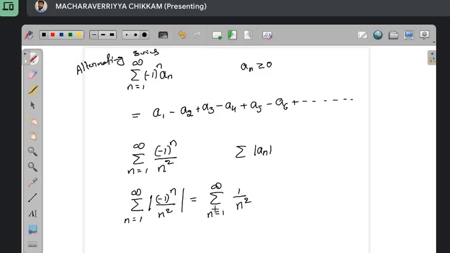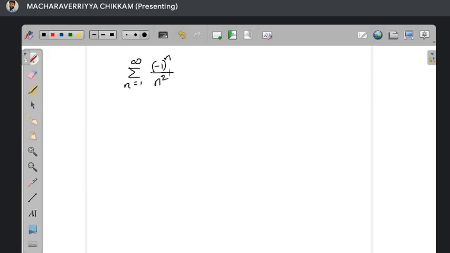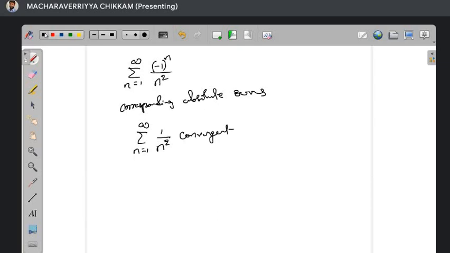And what do you know about this series? What can you say about summation n equals 1 to infinity of 1 by n square? Yes, this series is convergent. So since this series is convergent, the corresponding absolute series becomes convergent. The given series is summation n equals 1 to infinity of minus 1 to the power of n over n square, and the corresponding absolute series is obtained by removing that minus 1 to the power of n, which gives summation of 1 by n square. Since this is convergent, we say that this series is absolutely convergent.